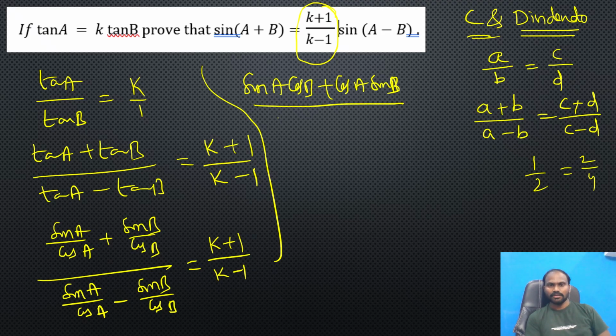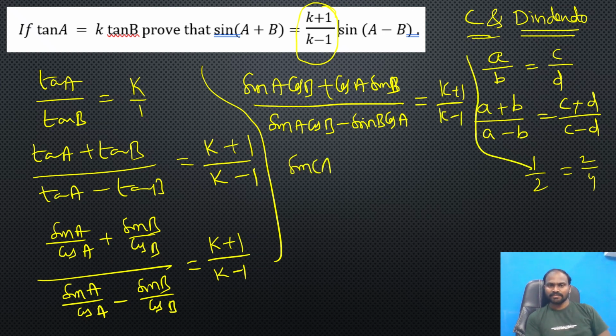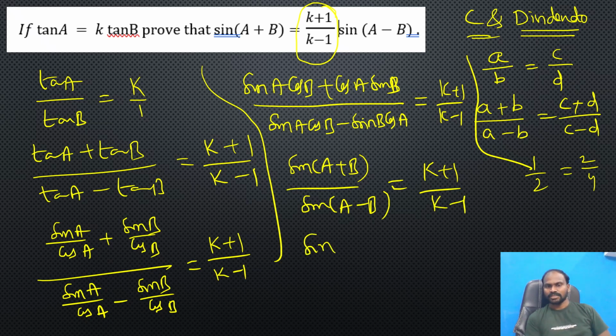Right, here also you will get sin A cos B minus sin B cos A, whole divided by cos A cos B. So those two get cancelled, that is equal to (k plus 1) by (k minus 1). So the numerator is sin of (A plus B) and the denominator is what? Sin of (A minus B). That is equal to (k plus 1) by (k minus 1). So sin of (A plus B) is equal to what you can write: (k plus 1) by (k minus 1) into sin of (A minus B).